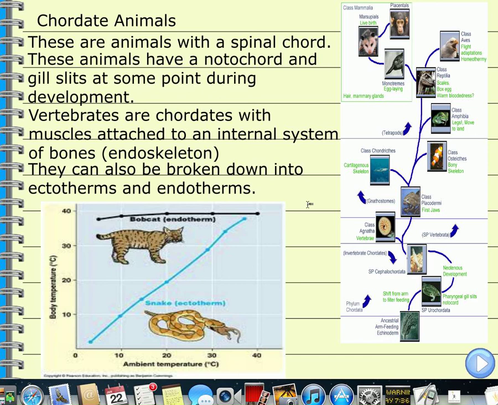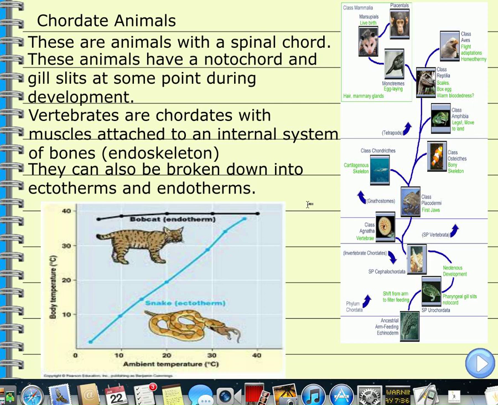But let's go back and dial it down. Let's look at these chordate animals. Now these are animals that have a spinal cord. Now, we all know what that is. It actually runs within our backbone. It's in that little center, and it is actually part of this wonderful nerve system. Now, all of these animals have a notochord and gill slits at some point in their lives, or at some point in their development. So, general characteristics of chordate animals: spinal cord, notochord, gill slits at some point during their development.